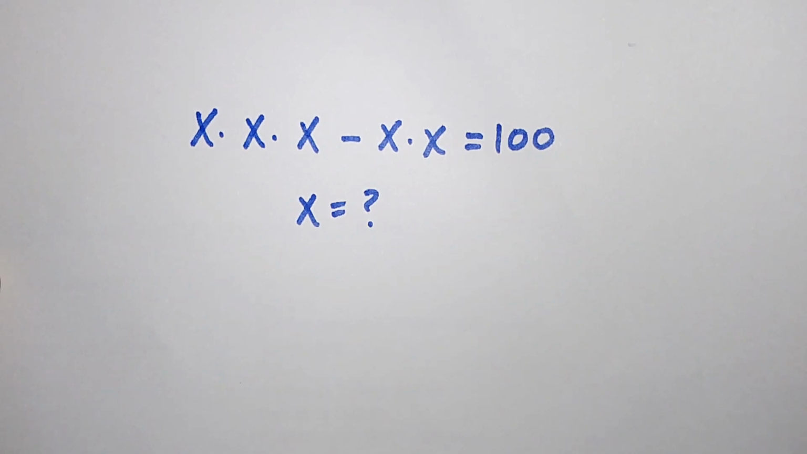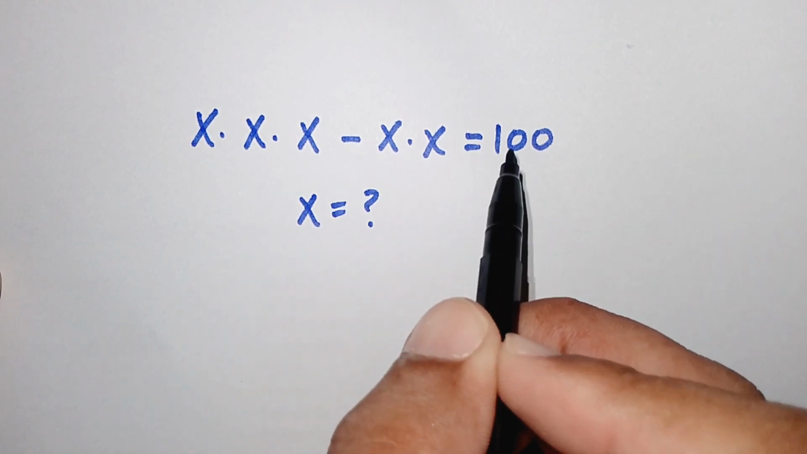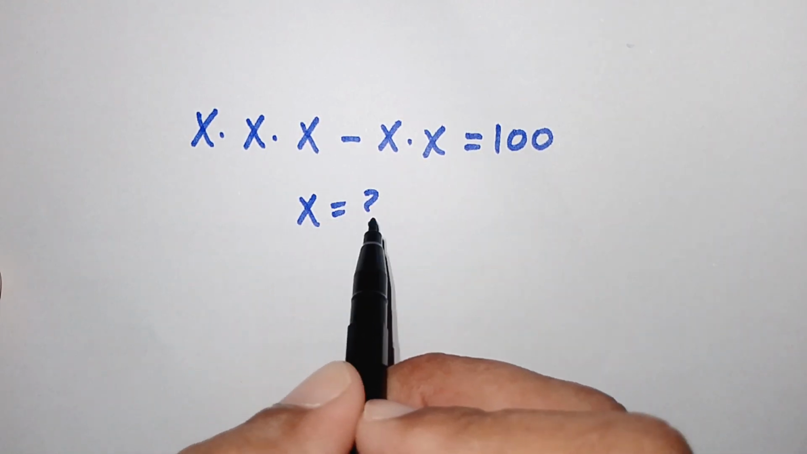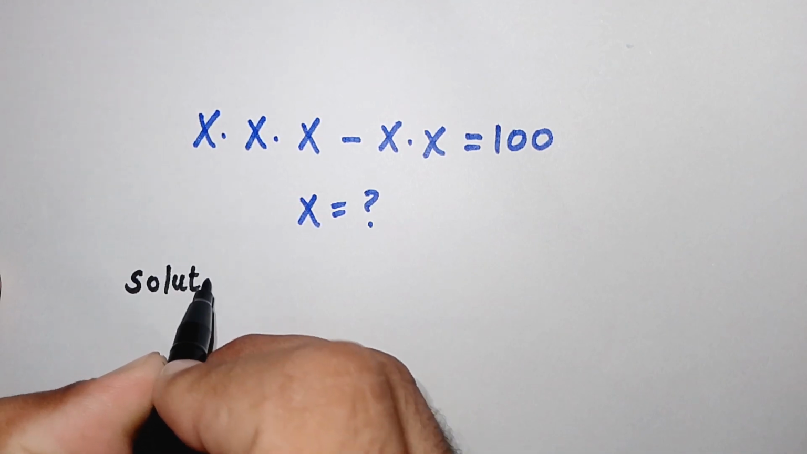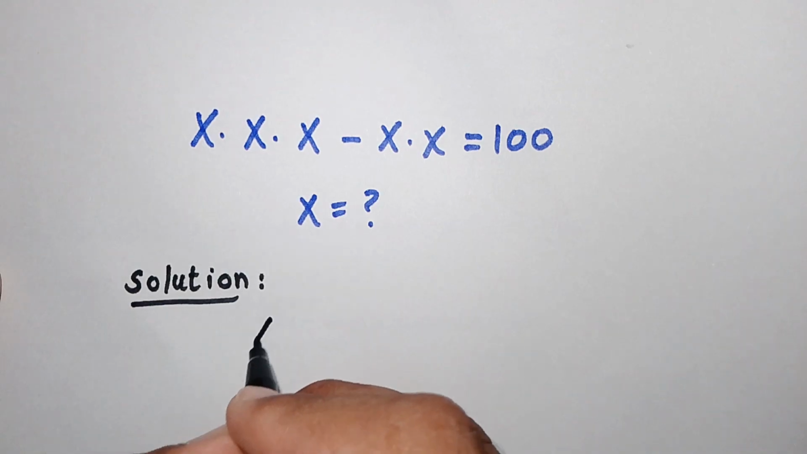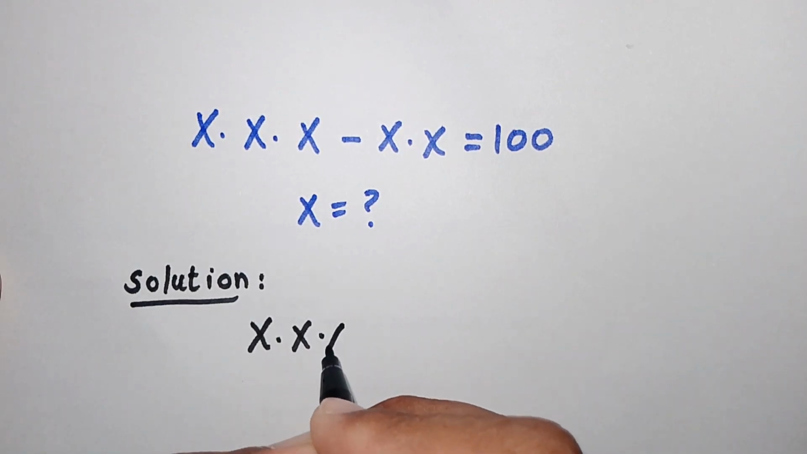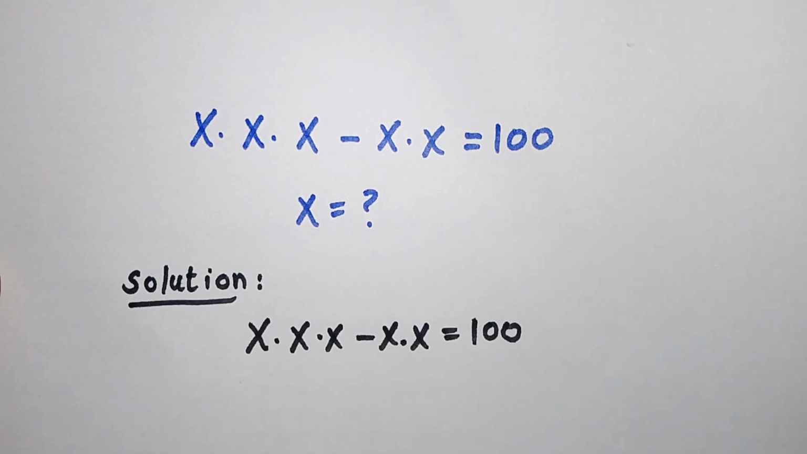Hello, you are welcome. Today we have to solve the most interesting question, that is x times x times x minus x times x is equal to 100, and we have to find the value of x. Solution. The question is x times x times x minus x times x is equal to 100.